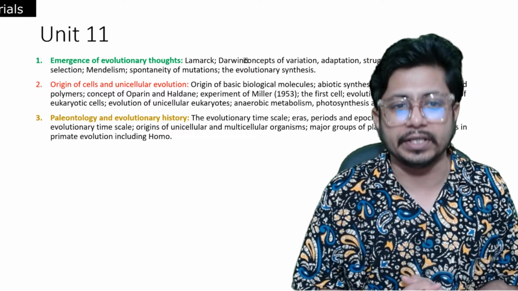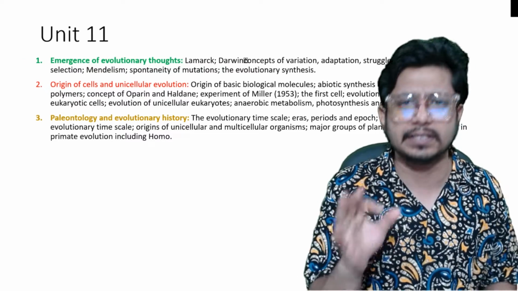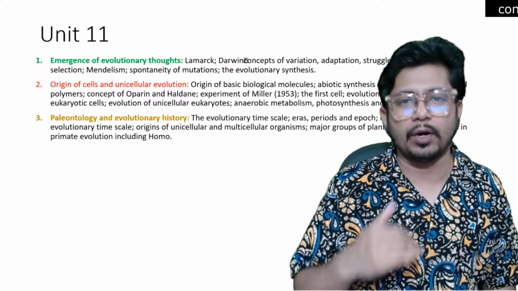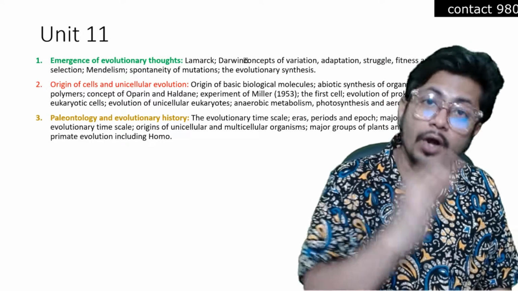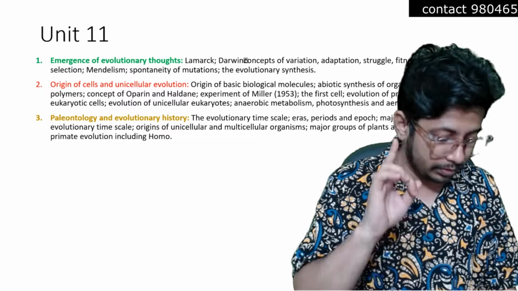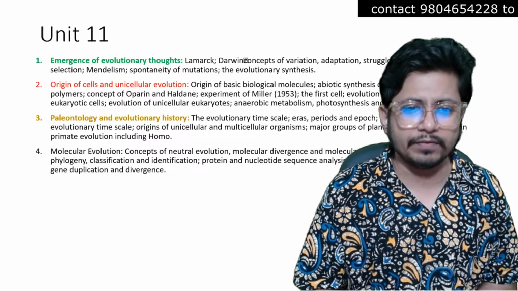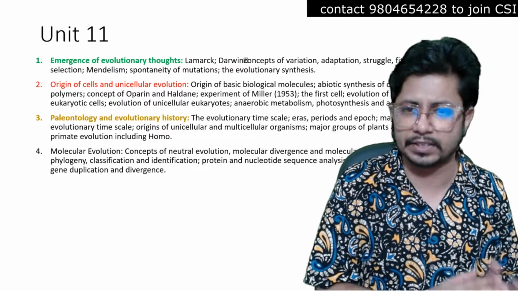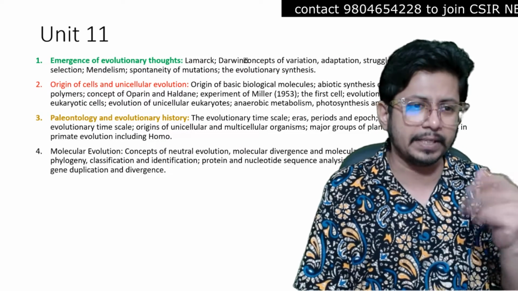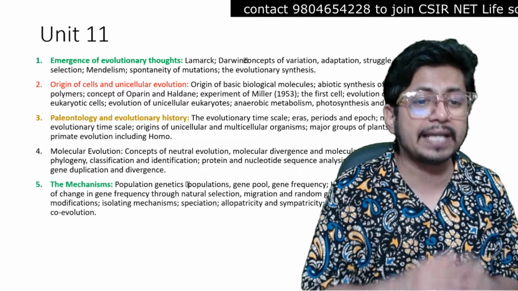Paleontology and evolutionary history, that is the evolutionary time scale, periods, epochs, major events in the time scale, including the growth of the organisms, and also the extinction. All of them are equally important and belong to the yellow category. Molecular evolution, concept of neutral evolution, as well as the molecular tools for phylogeny, classification, and everything that is in place. This is not that important, they don't ask direct questions from that.